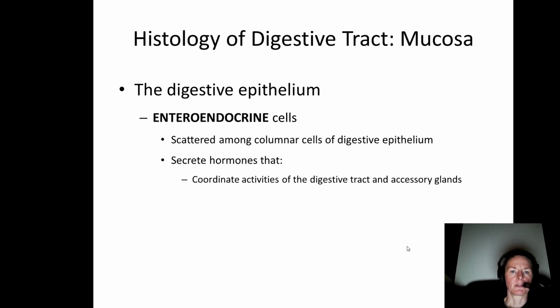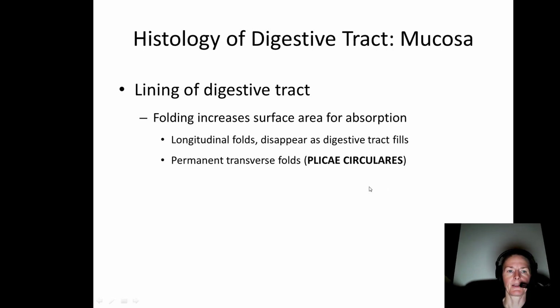All right, so along the digestive epithelium, we also have what are called enteroendocrine cells. And these cells are going to be producing hormones. And these hormones are going to coordinate the activities of the digestive tract along with accessory glands. All right, so we've already looked at the plicae circularis, and we're going to see those in certain areas of the digestive tract, especially in the small intestine.